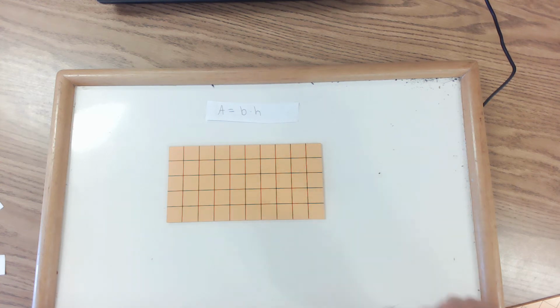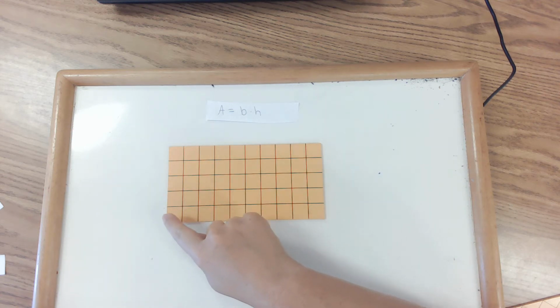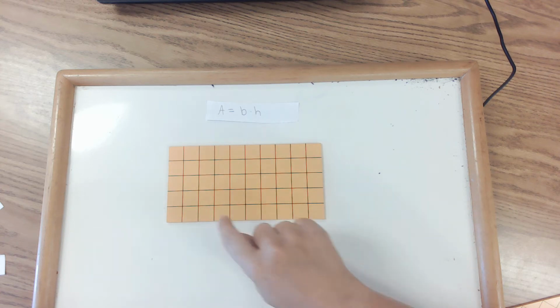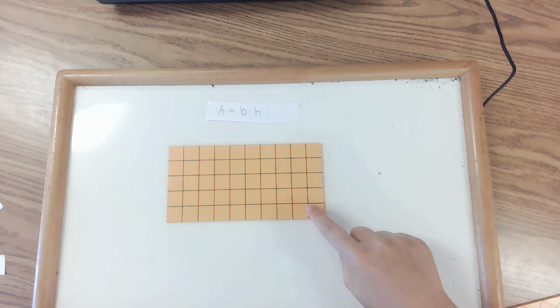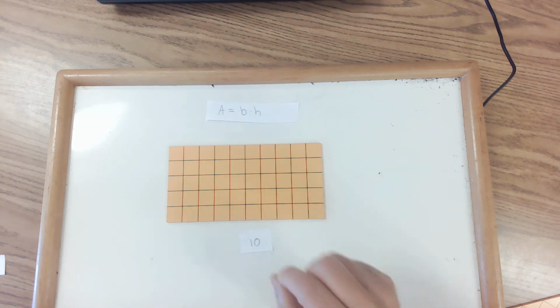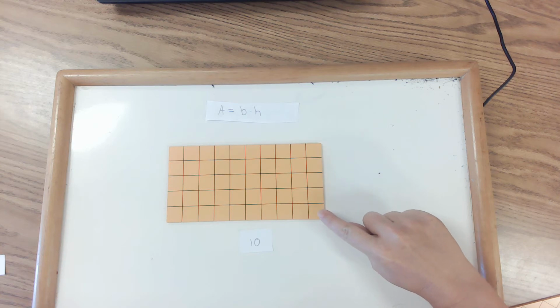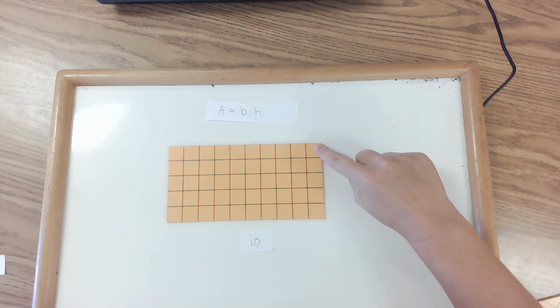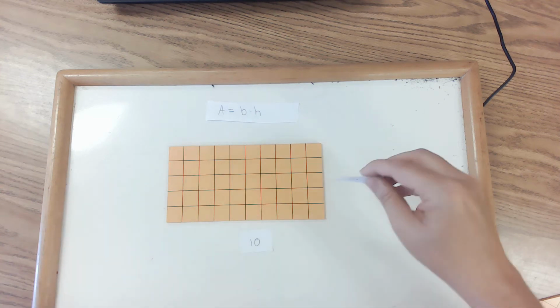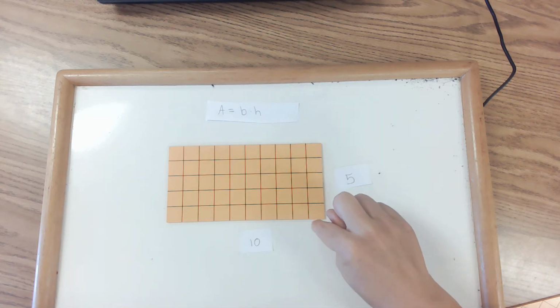But over time, people looked at it and they said, well, I notice something happens every time I'm counting. If I count the number of squares just along the base, 1, 2, 3, 4, 5, 6, 7, 8, 9, 10. So I'm going to label my base 10. And I can look at just the numbers on my height right here. 1, 2, 3, 4, 5. If you were to count every one of these squares, you would come up with the number 50.